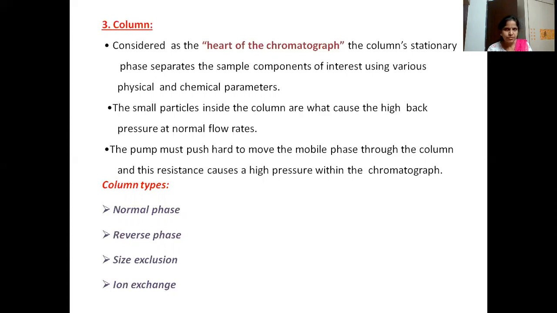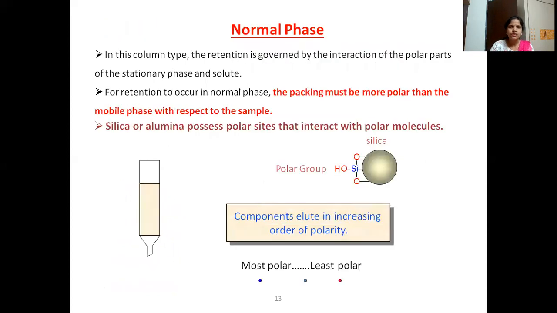What is the main difference between these 4? First we'll see the normal phase, which is very simple. We keep the stationary phase more polar and the mobile phase less polar when compared with the samples. This point you have to remember: in normal phase, the packing, that is the stationary phase, must be more polar than the mobile phase with respect to the sample.